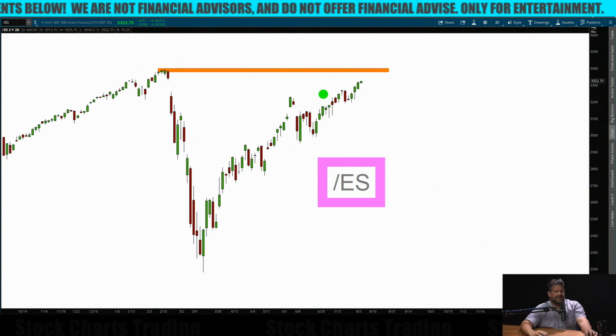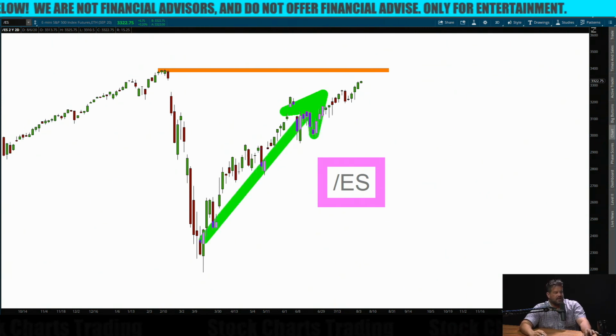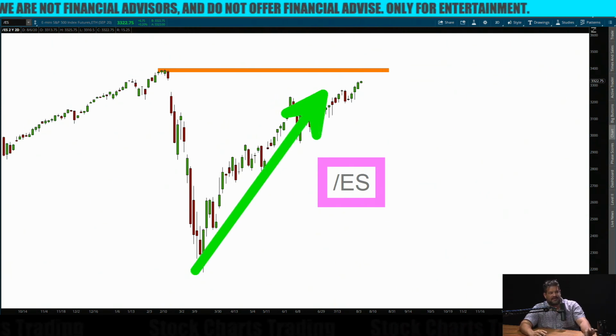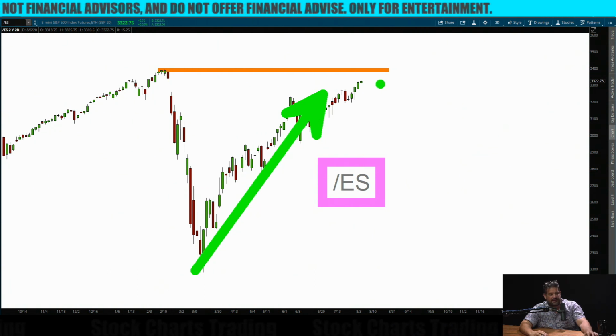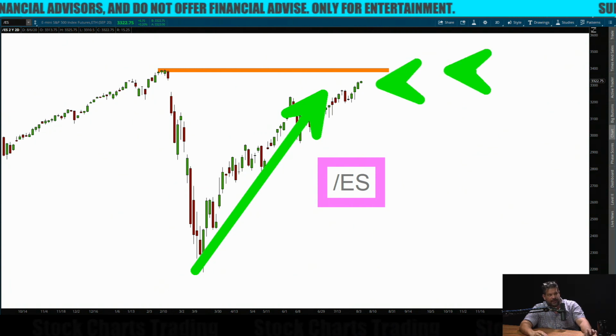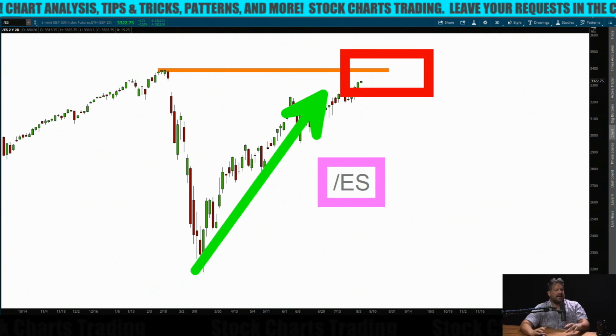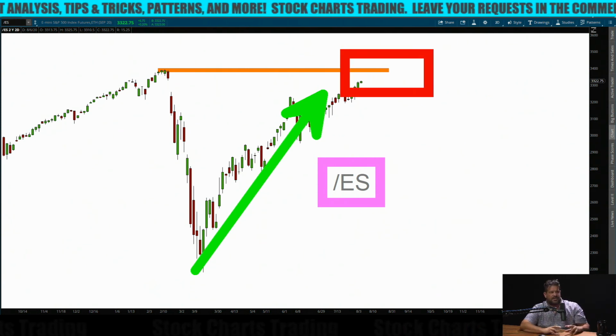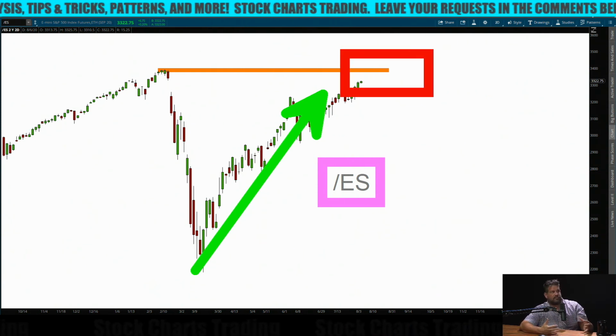The same is true with ES, SPY futures. Guess what? From these lows up to these highs, why would I try to get a little trade right in here when I'm coming into resistance? Save your money and be patient in these areas, waiting for the next trend move to happen.